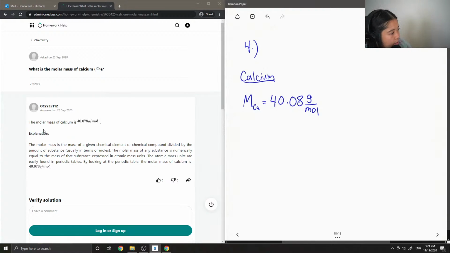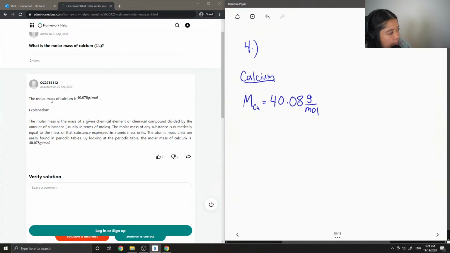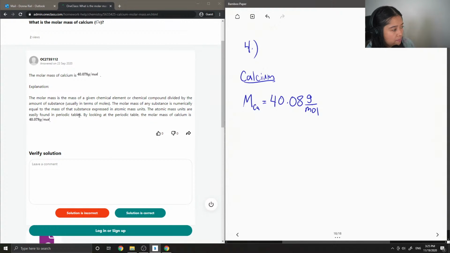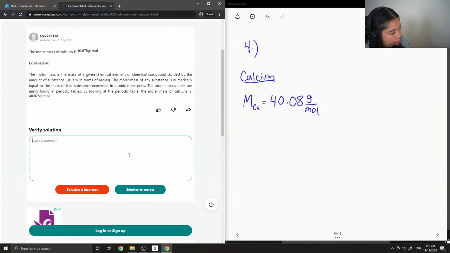Let's see what the junior tutor said. The molar mass of calcium is 40.078. Explanation: the molar mass is the mass of a given chemical element or chemical compound divided by the amount of substance, usually in terms of moles. The molar mass of any substance is numerically equal to the mass of that substance expressed in atomic mass units. The atomic mass units are easily found in the periodic table. By looking at the periodic table, the molar mass of calcium is 40.078. Yep, so I can verify that this solution is correct.